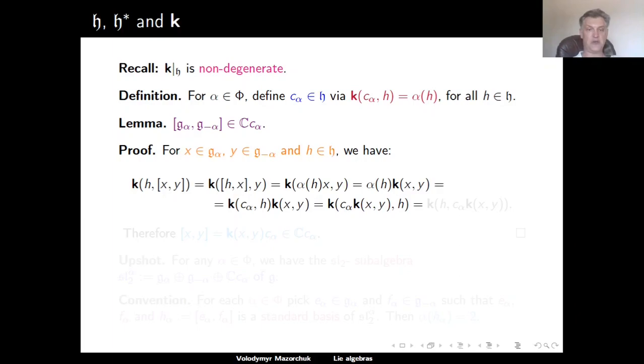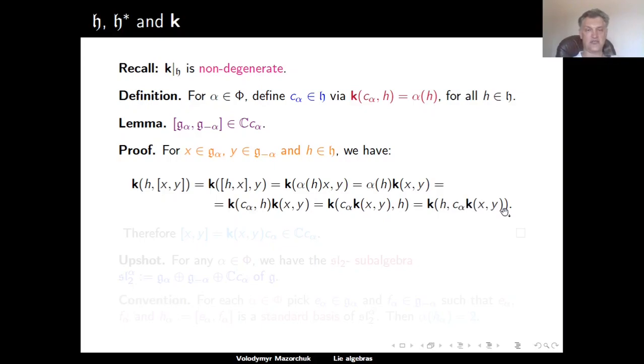Now we can use that the value of the Killing form at the pair x and y is just a scalar, which we can now move into the evaluation of the Killing form at the pair C sub alpha and h. So we get the value of the Killing form at the element C sub alpha times k of x, y and the element h. And we use that the Killing form is symmetric and swap the arguments. Altogether, we get that k evaluated at h and the commutator of x and y is equal to k evaluated at h and the element C sub alpha times k of x, y.